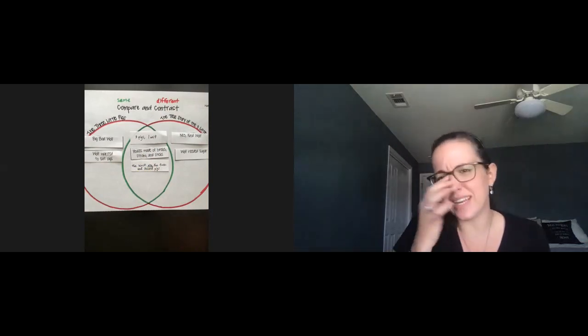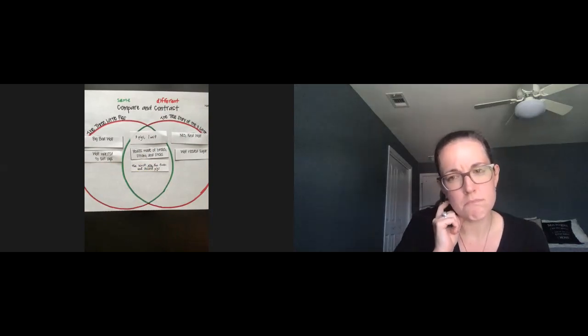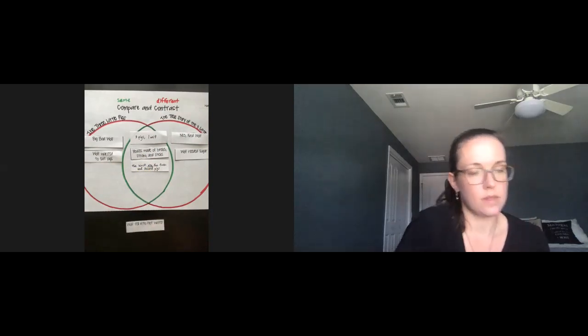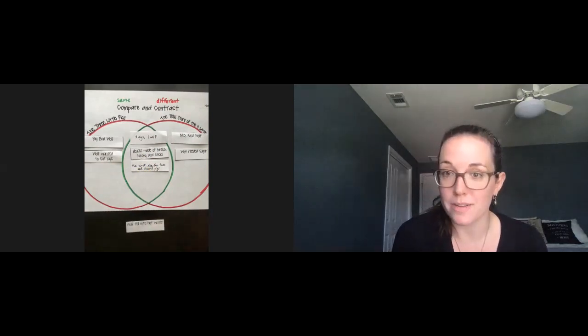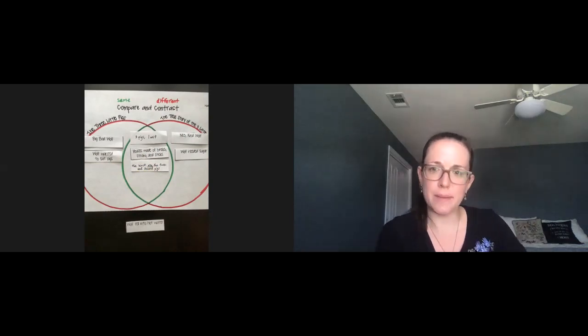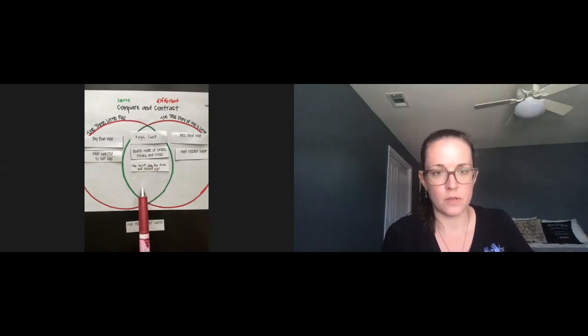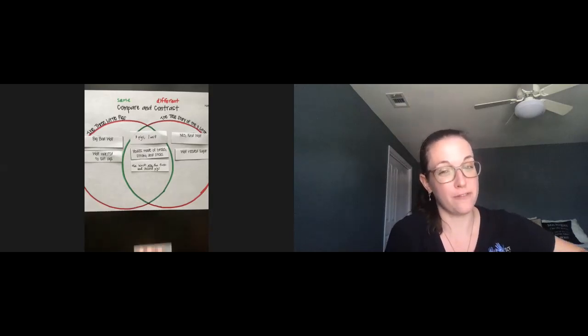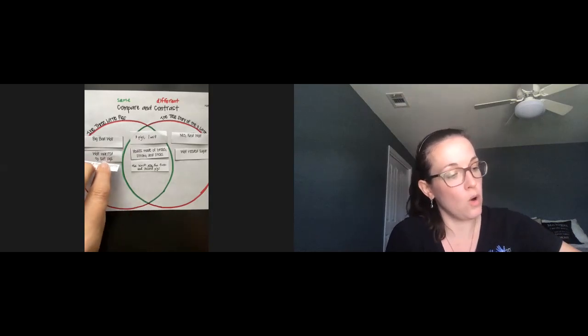let's think about the endings of the books. The endings. The wolf fell into hot water. Where does that one go? Is that a way they're the same? Or is that a way they're different? That's a way they're different. The wolf fell in the hot water only in the three little pigs.